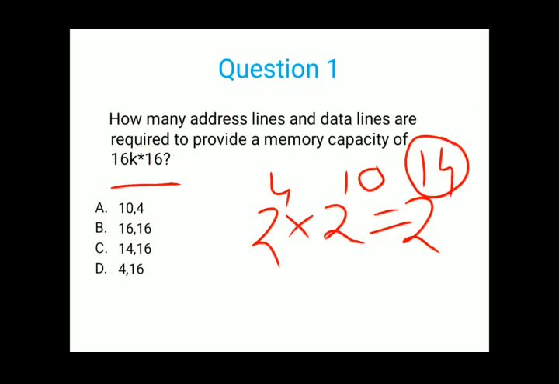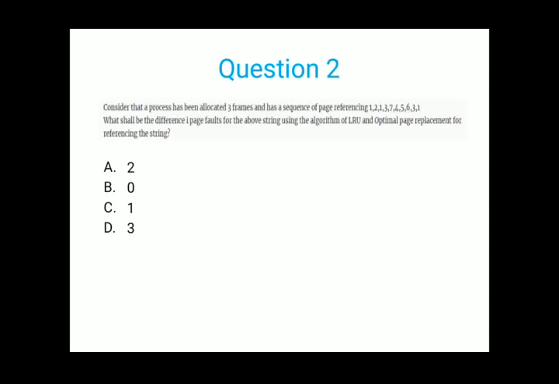So according to the question, the option is C: 14 used for the address lines and 16 is used for data lines. This is a very simple question, very easy question. So going to the next question.